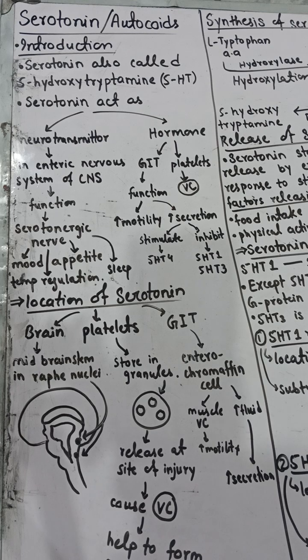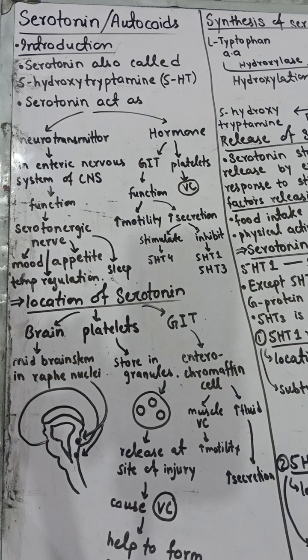The first autocoid we discussed was histamine. We discussed antihistaminic drugs, which are used to treat various kinds of allergies, and we covered all the cases for it: H1 antagonists and H2 antagonists. So now the next autocoid is serotonin.